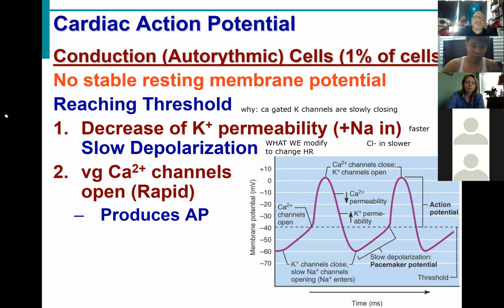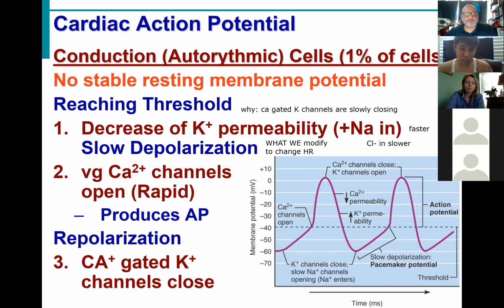So second stage, we get that rapid depolarization from reaching threshold and having those voltage-gated calcium channels open. The voltage-gated calcium channels open, and we have a massive influx of calcium. But all that calcium coming in then leads to the opening of those potassium channels. Our calcium-gated potassium channels open. Wait, why is that?